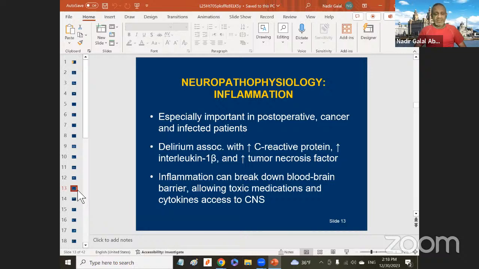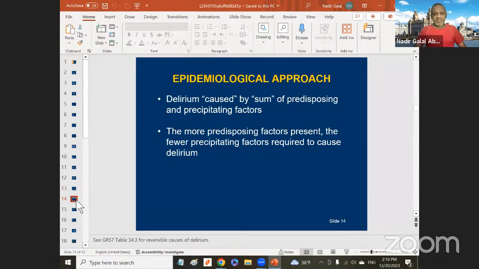There are other mechanisms that can explain what's going on. I'm not going to go over the details, but you can review these slides later. It's available online on the app.